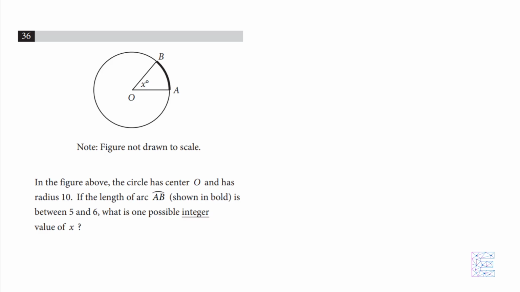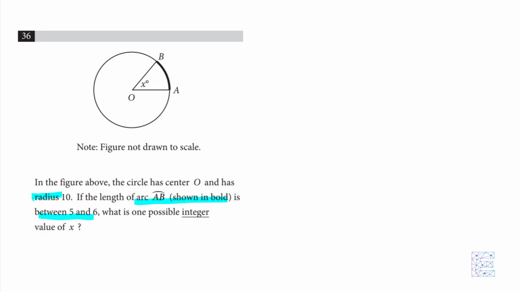In the figure above, the circle has center O and has radius 10. If the length of arc AB, shown in bold, is between 5 and 6, what is one possible integer value of x? So keeping in line with every question on the SAT having a concept, this one right here is about the length of an arc.